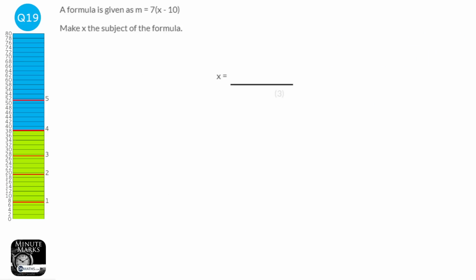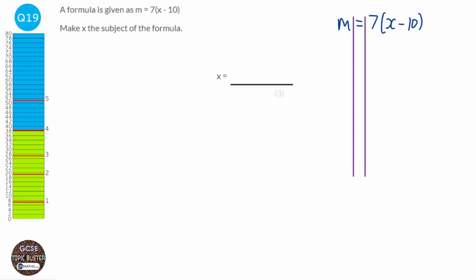So we're going to start just by writing this out. So m equals 7 brackets x minus 10. And we're going to put our solving lines in. I'm going to start by expanding the brackets. And we don't need to. We could divide both sides by 7, but I think this is a bit easier. And we're going to add 70 to both sides. So we're trying to get x as the subject. So we're trying to get x on its own. And we're next going to divide both sides by 7.